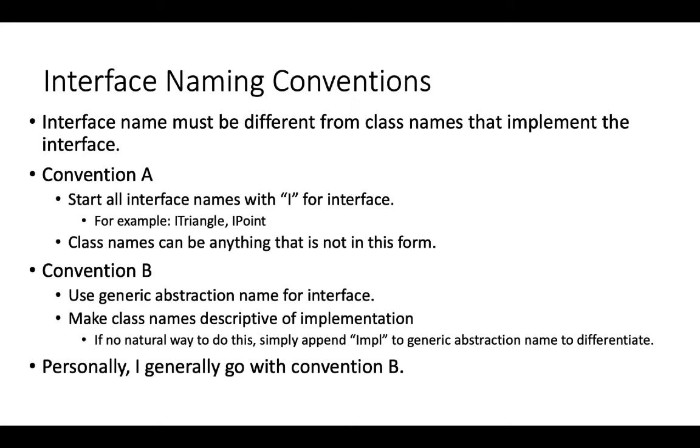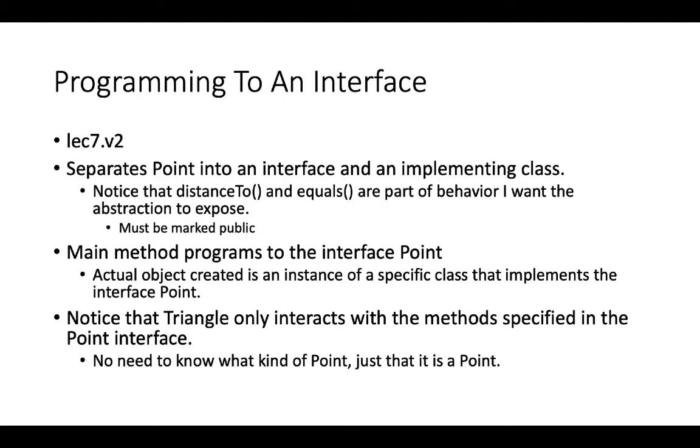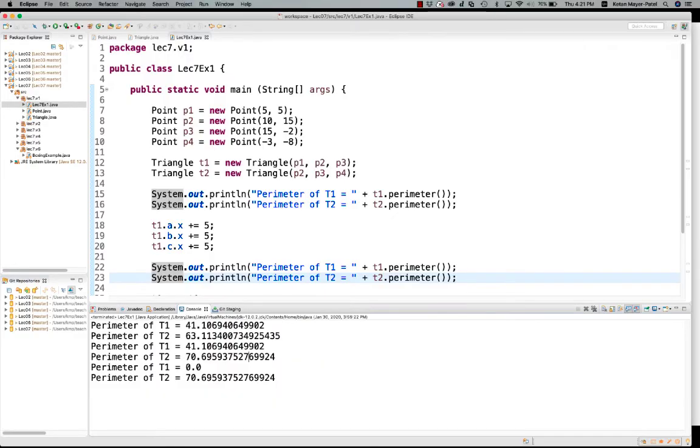That's OK. I personally prefer convention B, which is to use the generic abstraction name for the interface, and then for any class that implements the interface, try to make a class name that is descriptive of how it implements that interface. And if there's no good natural way of doing this, just use the same name but attach Impl, which stands for implementation, at the end of it. So we'll see this in a second. Right. So let's apply these principles of encapsulation to our point class.